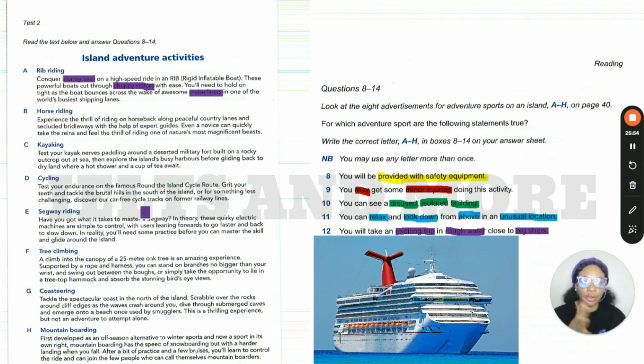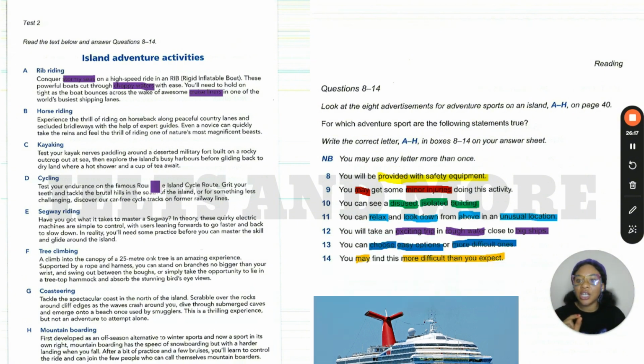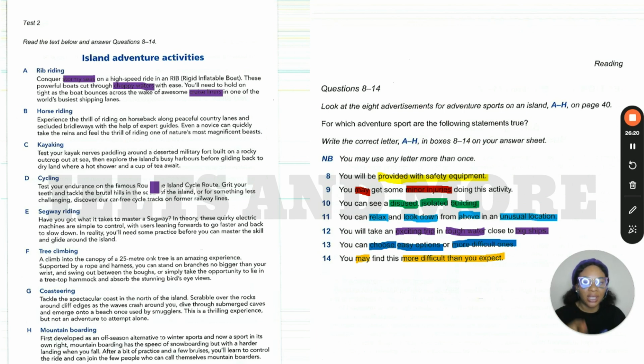You know what a cruise liner is, right? So I'm going to show you on the screen as well. It's a very big ship. That's what a cruise liner is. Those really big ones that have floors and can carry thousands of people, I believe. And people pay to be on them while they're on vacation. So you need to hold on tight as the boat bounces across the wake of awesome cruise liners in one of the world's busiest shipping lanes.